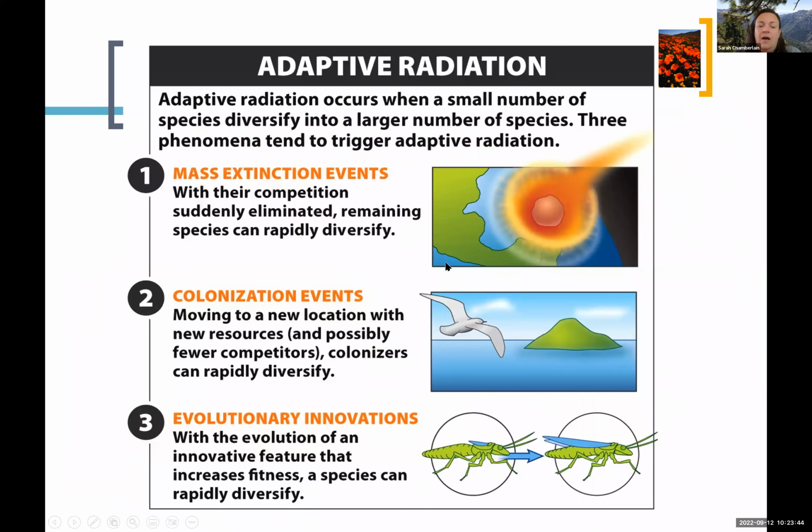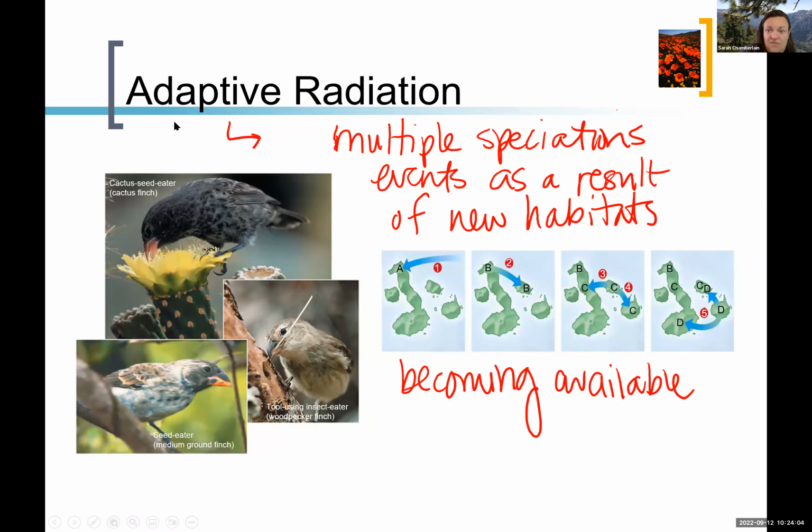All right. This often follows, actually, pause that for a second. So here's a colonization event, right? So we move to a new location with new resources. So that's the finch story, okay? Another cause of adaptive radiation, right, of this kind of explosion of, I shouldn't say speciation events, I should say speciation events.